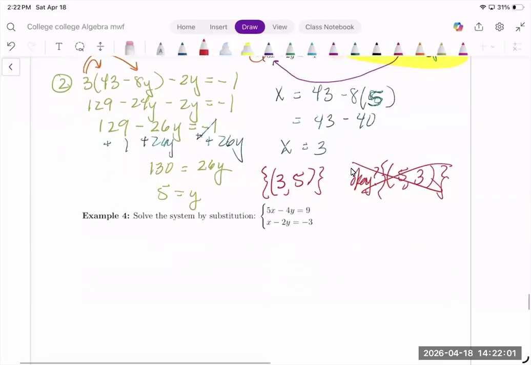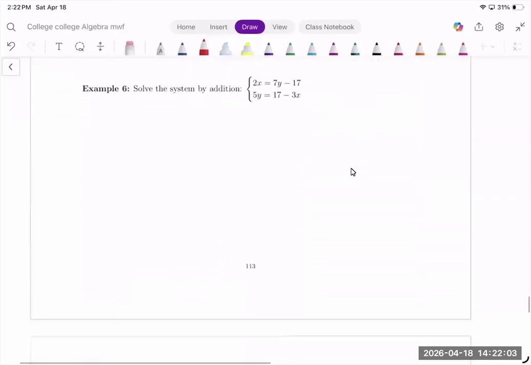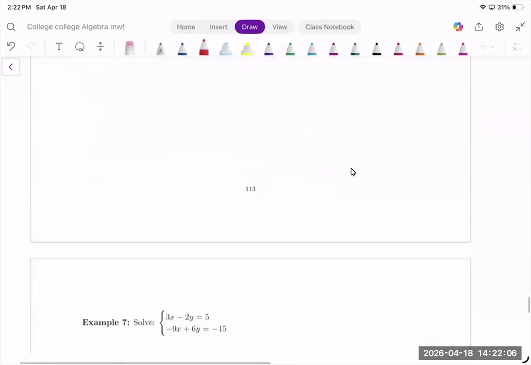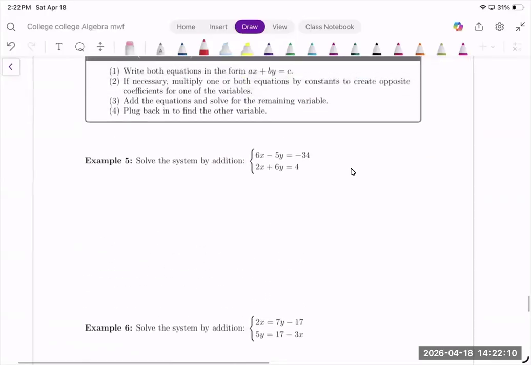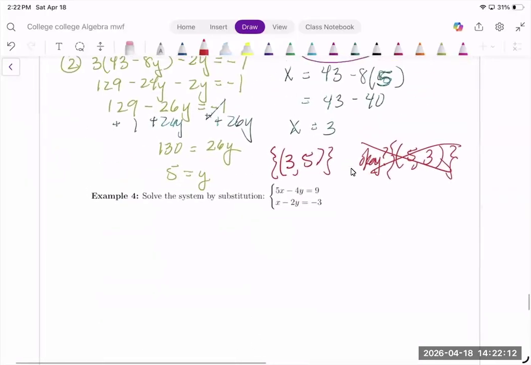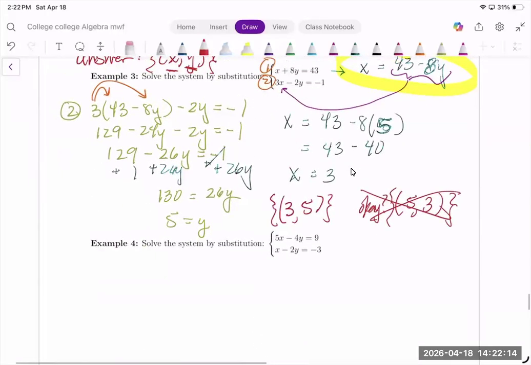Okay, so here we're actually going to solve this one using graphing. Substitution is pretty much the same thing, so I'll set it up. Again, if I was going to substitute, say this is equation 1 and equation 2, I would take the second equation, x equals 2y minus 3. Then this gets plugged in for x.